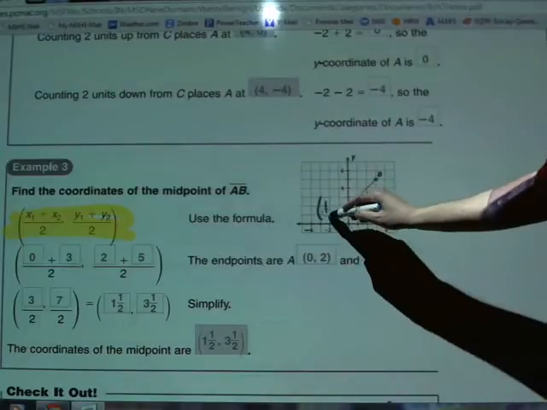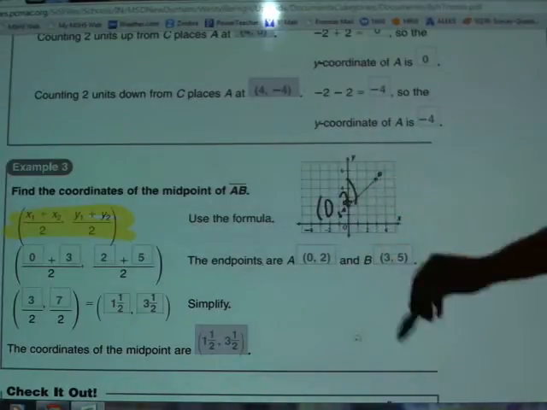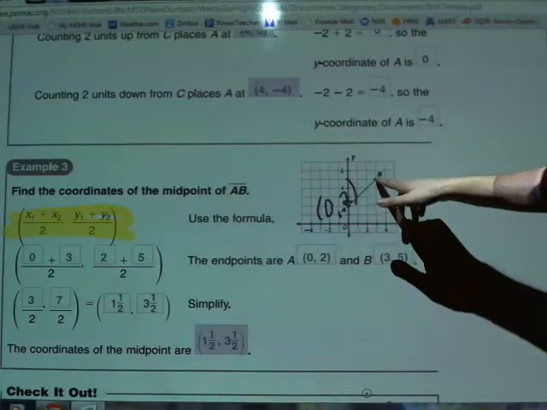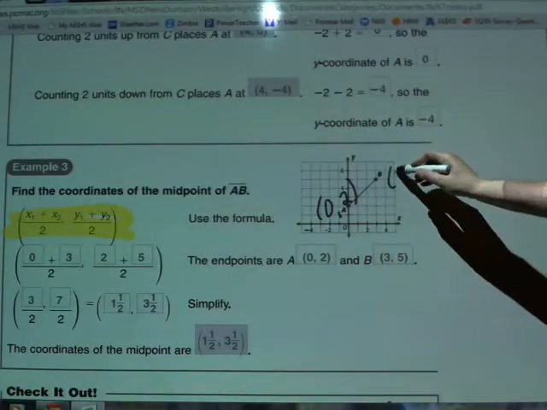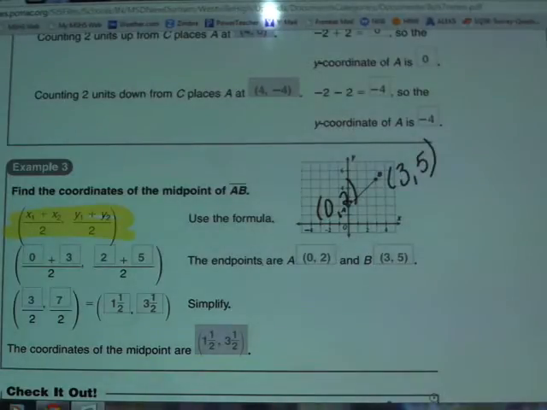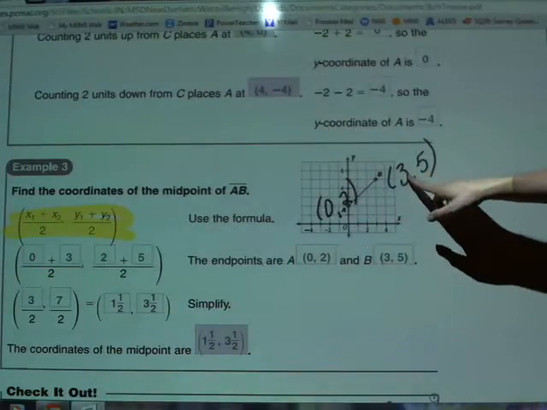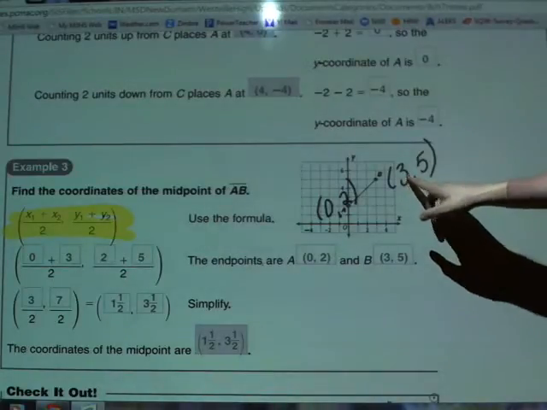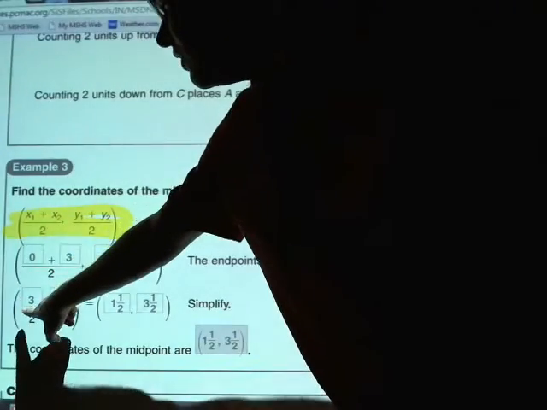So that's 0, 2. For point B, well, from the origin, I'm going to go 3 jumps to the right and 5 up. That's 3, 5. And now I have all the information I need. Again, the directions say here I'm supposed to add the x-coordinates and divide by 2. So my x-coordinates are 0 and 3, which of course add up to 3, and then I'm going to divide by 2. Well, 3 divided by 2 would be 1 1/2 or 1.5, which is what you can see they've done in the work over here.